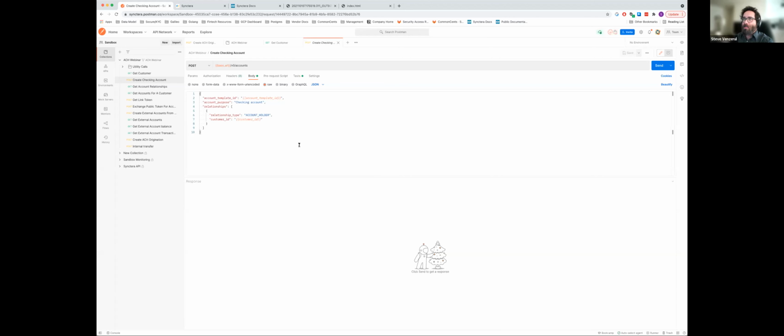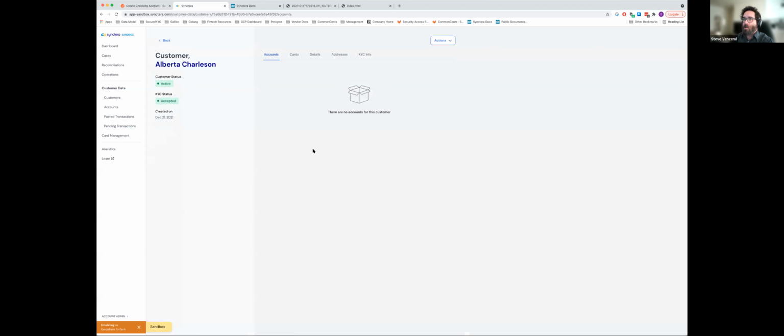So hopefully everybody can see this. We'll try to demonstrate this as a flow through Postman, but many of you can imagine that normally this would be done through code, and we'll also use a bit of our sandbox UI to see some of the results. Starting, we'll skip a few of the setup steps, but just to get an idea of what's required, this is normally where you would create a customer. For example, we have Alberta Charlson here. You can see that her customer status is active and that her KYC status is accepted.